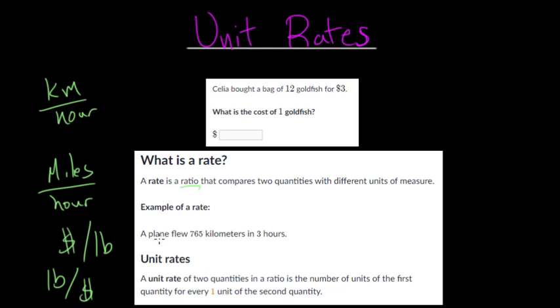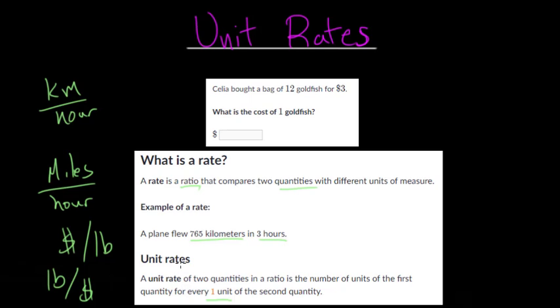So an example is that this plane flew 765 kilometers in 3 hours. So that's a rate. In fact, that is this type of rate here, kilometers per hour. And a unit rate is a specific kind of rate. So a unit rate is basically the same comparison, but one of these quantities with different units will just have one. So one unit of the second quantity.